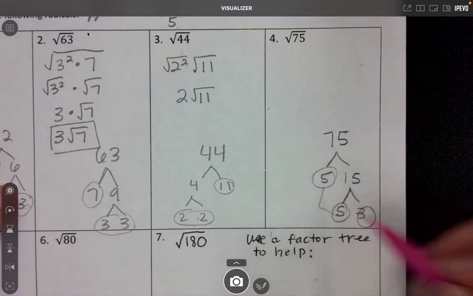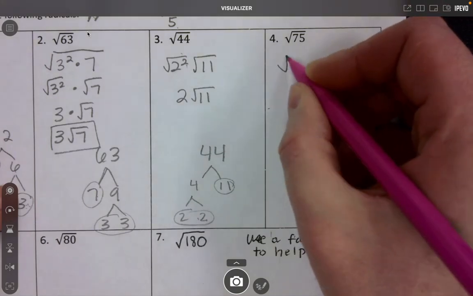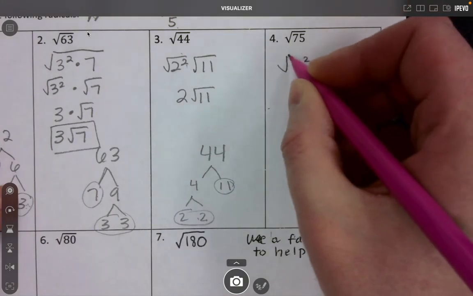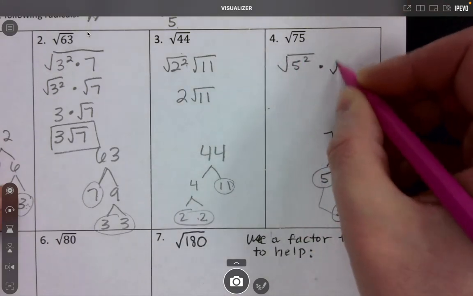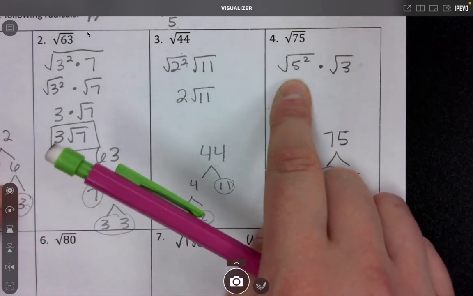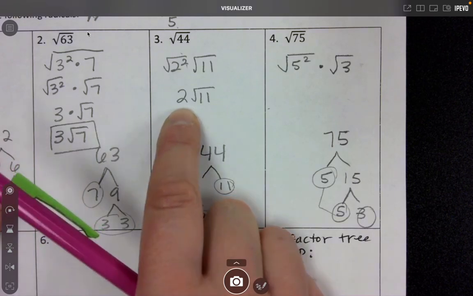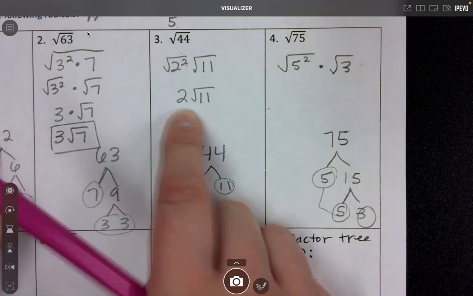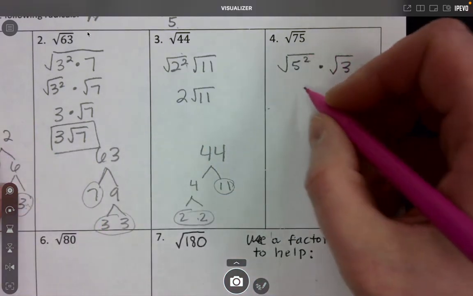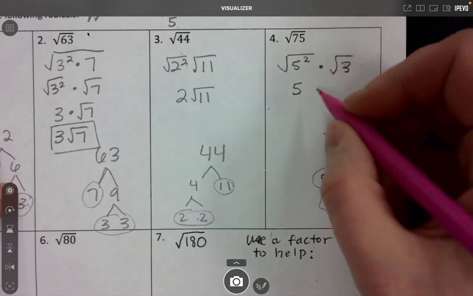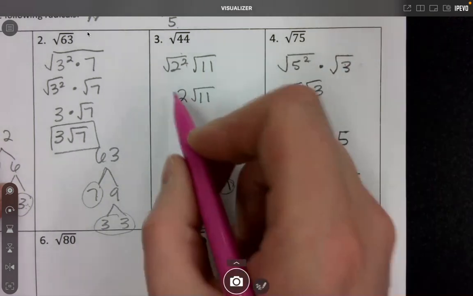So the two factors of 5 means I can write this as the square root of 5 squared times the square root of 3. I'm always trying to put my squared factor first because I do want that whole number to be in front of the radical sign. So the square root of 5 squared is just a 5. Square root of 3, we'll say square root of 3.